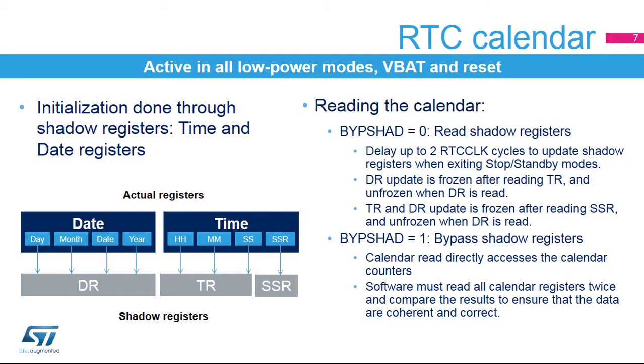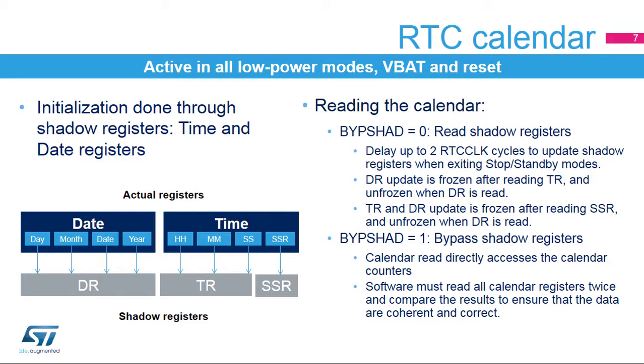The RTC calendar keeps running in all low power modes, in VBAT mode, and during reset. Initialization of the time and date registers is performed through their shadow registers, which are in the APB clock domain. The sub-second register cannot be initialized. The calendar, sub-second, time, and date registers' content can be read in two different modes.